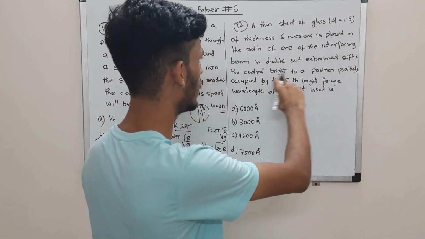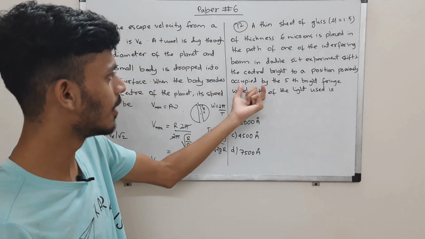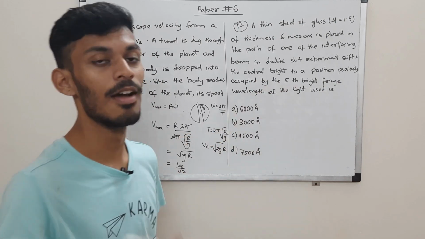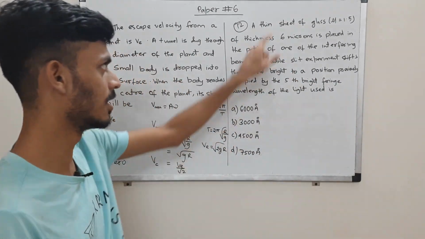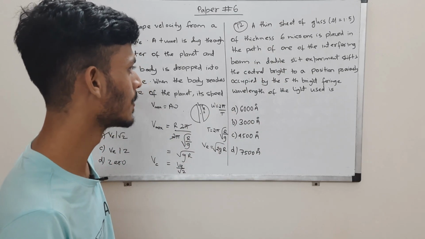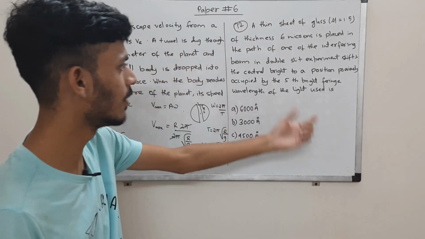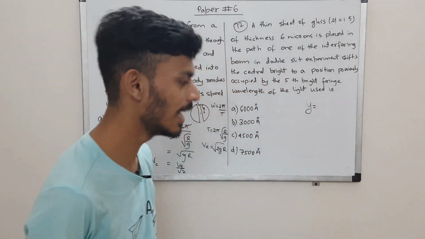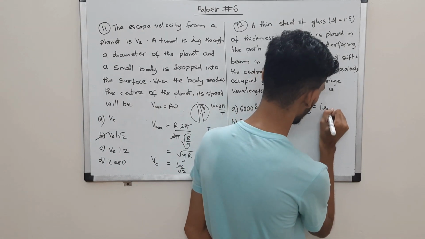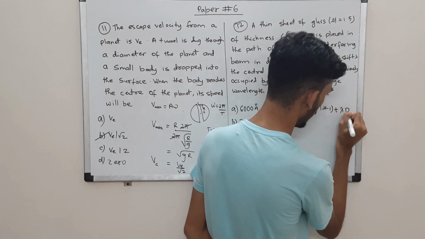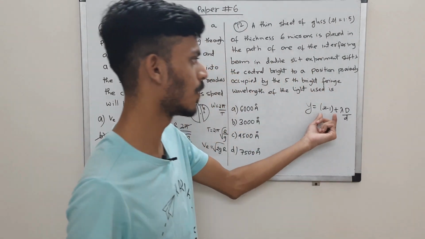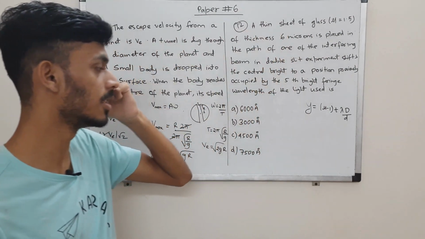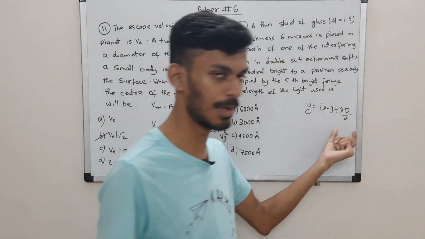Here in this case the central bright shifts to a position previously occupied by the fifth bright fringe. So basically the central bright is shifted to the fifth bright fringe of the original case, when the sheet was not introduced. Let's find out the wavelength of the light used. First of all, the shift of the central bright is given as (mu minus 1) t into lambda capital D by small d. Basically (mu minus 1) t is the path difference introduced due to this thin sheet.